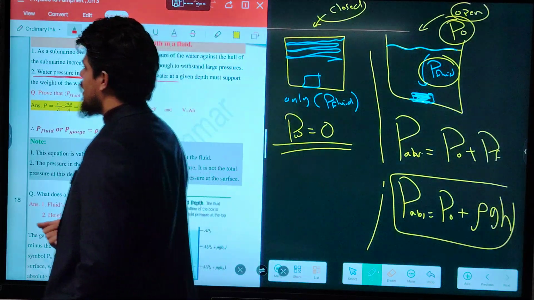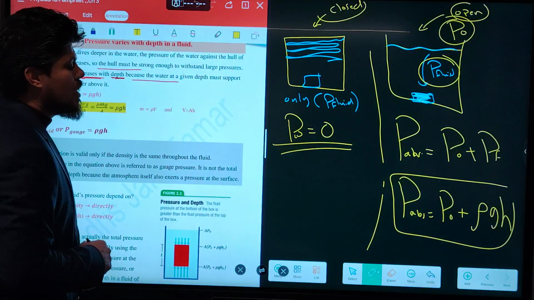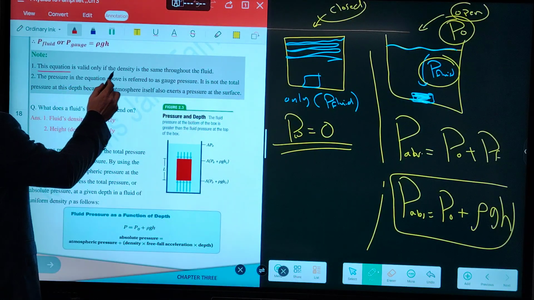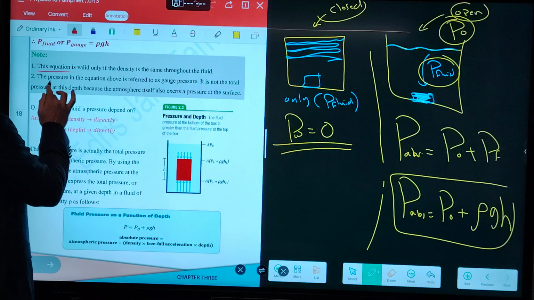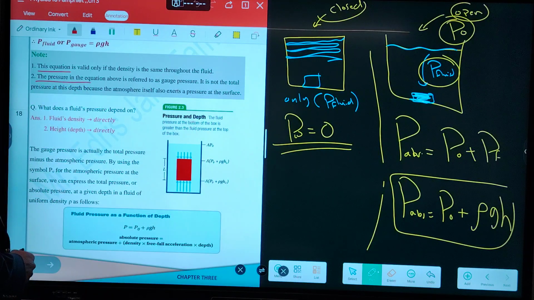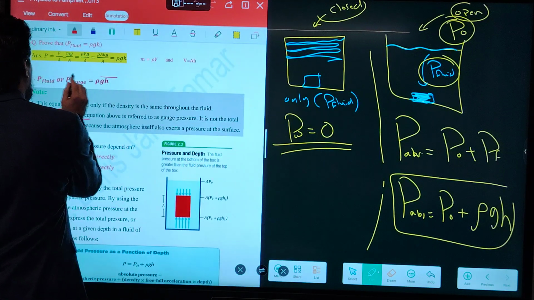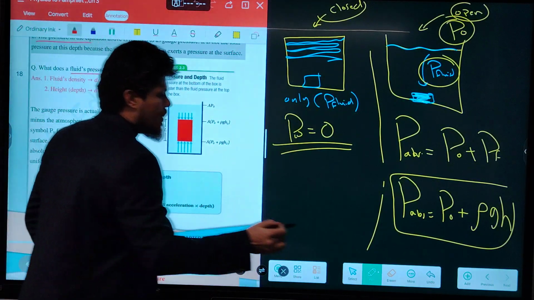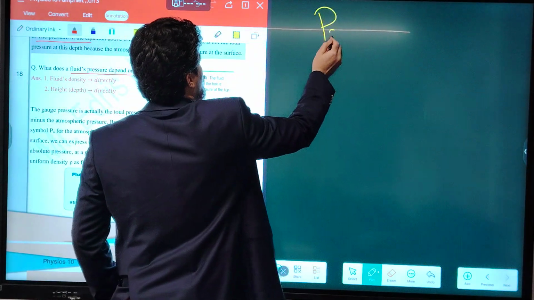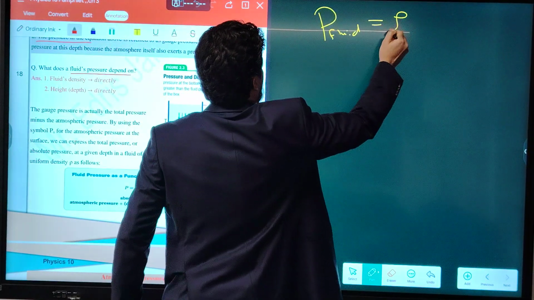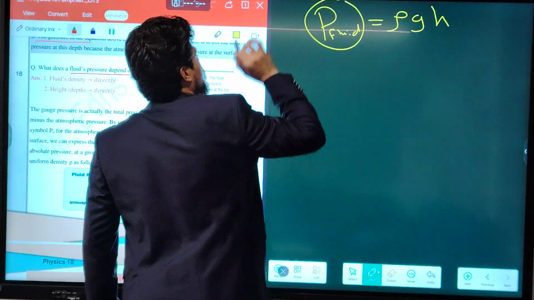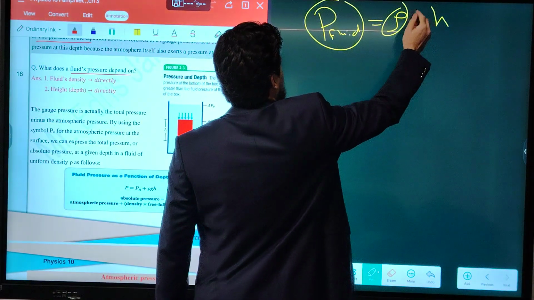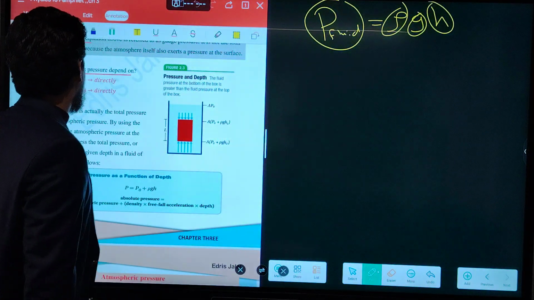This equation can be used when the top of the container is open and there are two pressures: atmospheric pressure and fluid pressure. This equation is valid only if the density is the same throughout the fluid. The pressure in the equation above is referred to as the gauge pressure. What is this? This is gauge pressure, fluid pressure or gauge pressure. What does fluid pressure depend on? According to this equation, fluid pressure is equal to density, gravity, height. It depends on the density of the liquid or fluid, gravity, and height or depth of the container.